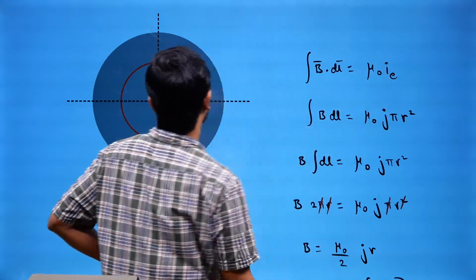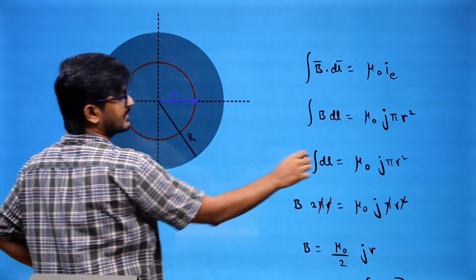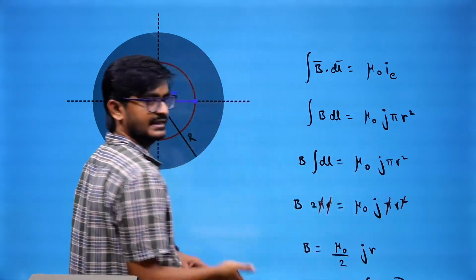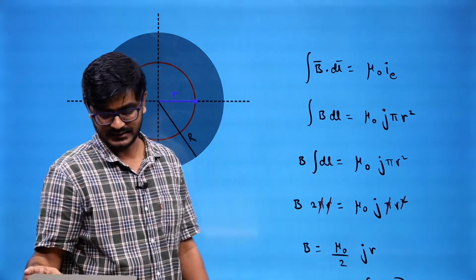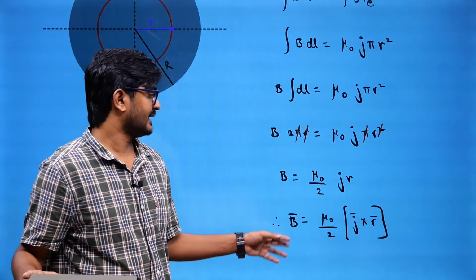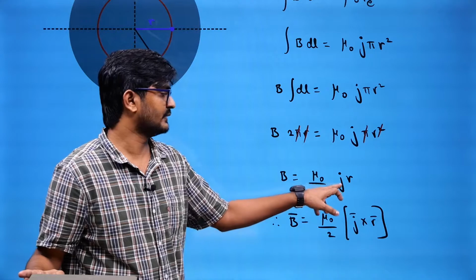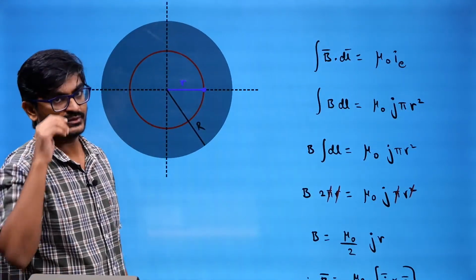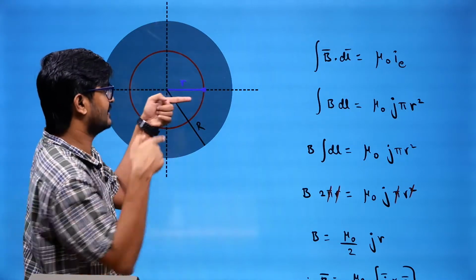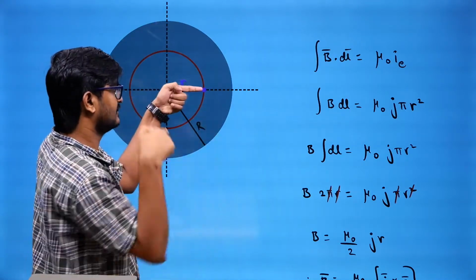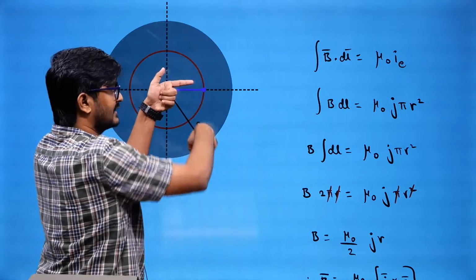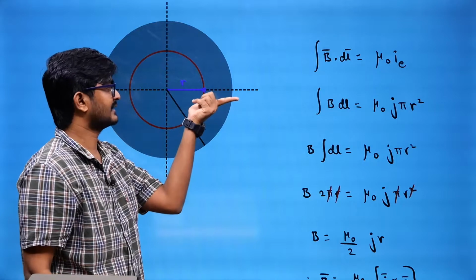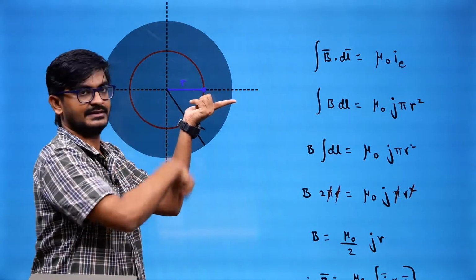Now what about the right hand side? Current enclosed is current density times this area. Current density is I by pi R square, but anyway, put it in current density form because it is going to be easy. So when you do that, you will finally get the magnetic field as mu naught by 2 into j into r. But if you want to put it in vector form, r bar is this direction, j bar is this direction, and the magnetic field is in the downward direction.